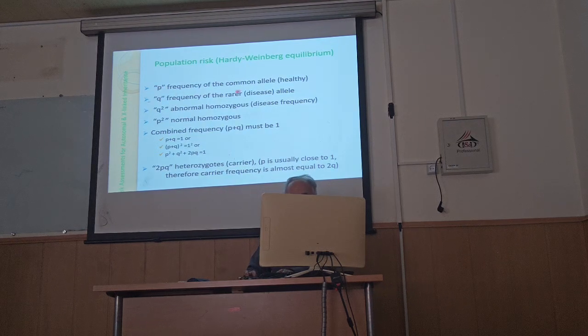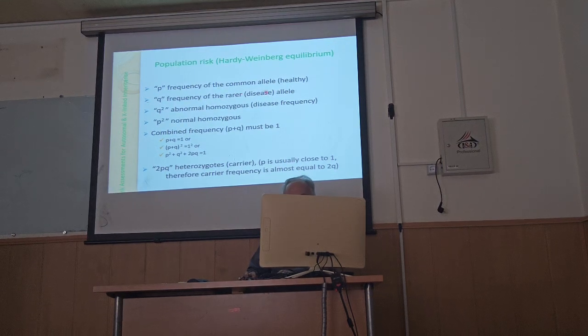For autosomal recessive, we also have Hardy-Weinberg equilibrium. P is the frequency of the common or healthy allele in the population. Q is the frequency of the rare or disease allele. Q squared is the abnormal homozygote or disease frequency. P squared is the normal homozygote. And the combined frequency, P plus Q, must be 1 in any population.